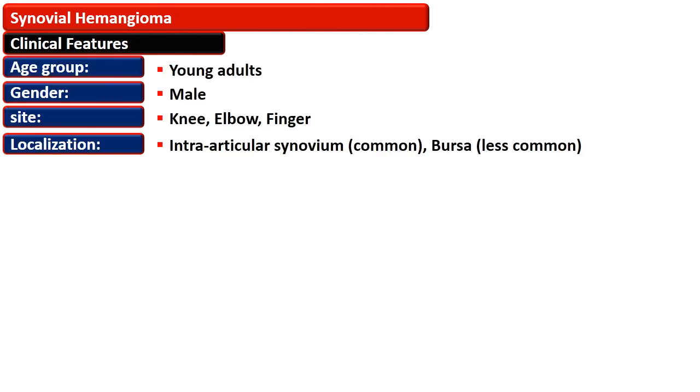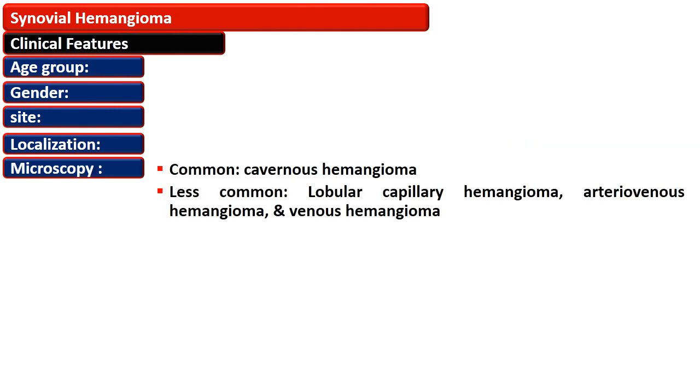The other common tumor in this area is synovial hemangioma, which is a tumor of young males. The commonly involved site is the knee, but it can be seen in the elbow and finger. It commonly involves the synovium, especially the intra-articular synovium, and less commonly it involves the bursa. The microscopic appearance of this synovial hemangioma is lobular capillary hemangioma, while arteriovenous hemangioma and venous hemangioma can also be seen.